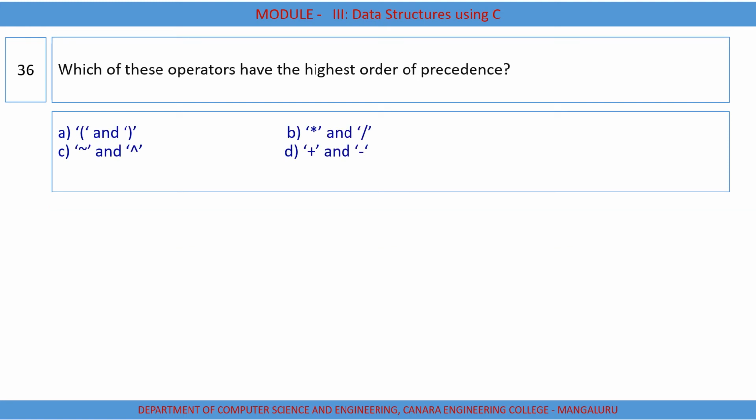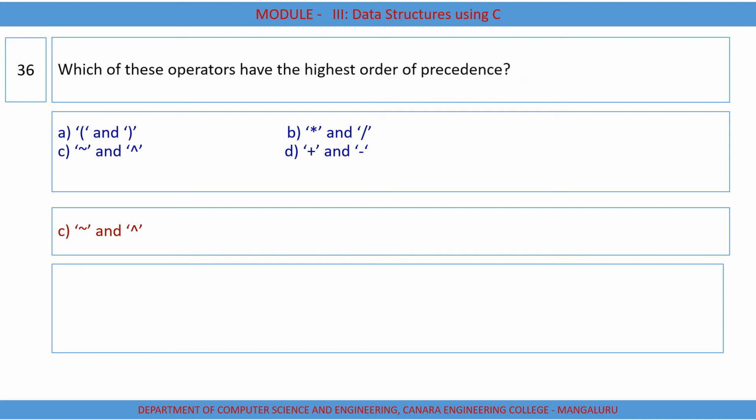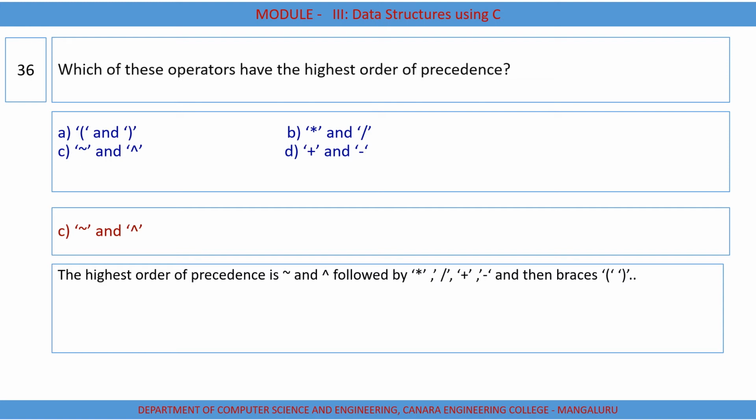Which of these operators has the highest order of precedence? Option 1, option 2, option 3 and option 4: opening and closing braces, star or divide sign, cap as well as tilde, plus and minus. Out of these, tilde and cap are nothing but exponential, having the highest priority compared to the remaining operators. The highest order of precedence is tilde and cap, followed by star, which is multiplication, then divide, plus, minus, and then braces.